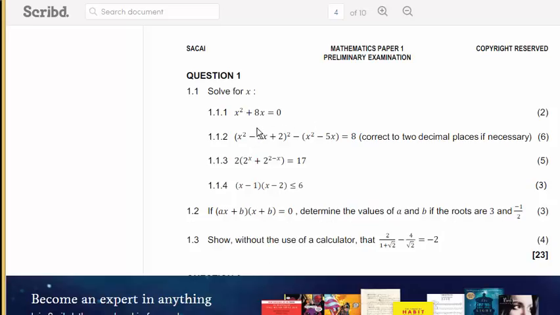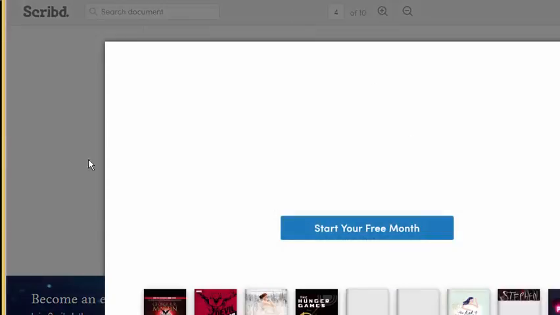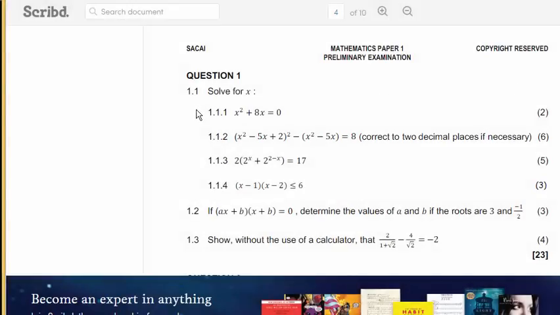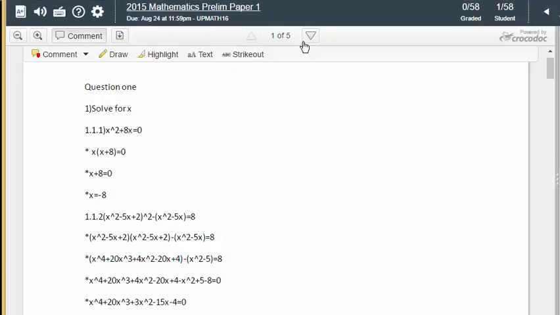So our first question was to solve for x. Here is the question, and guys, remember, when we solve for x in a quadratic expression, that means there is one x with a square. We factorize and then solve. Each factor we make equal to 0. So I look quickly here.